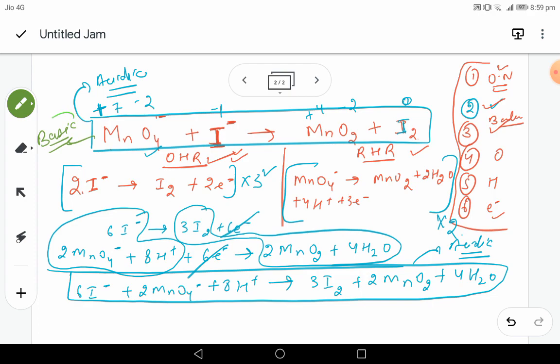Obviously the reaction is taking place in the basic medium. So this 8H positive will not be there. Now we have to remove this H positive because the reaction is taking place in the basic medium. How can we remove this H positive? We can remove this H positive by adding OH negative. Okay. Now how many H positive do we have? 8. So it means if we have 8 H positive, we have to add 8 OH negative.